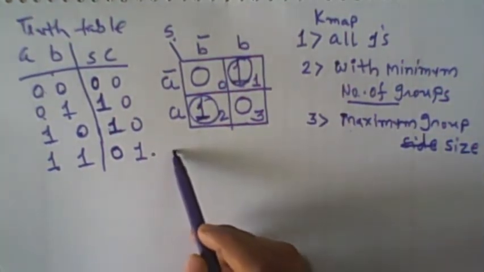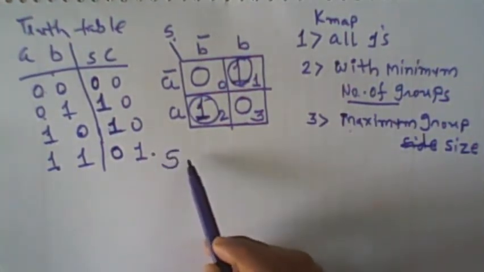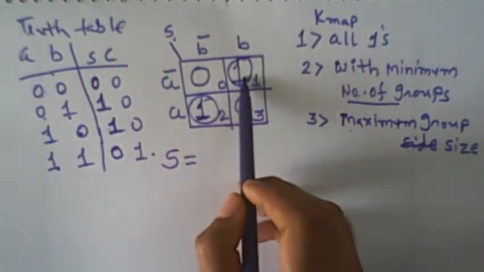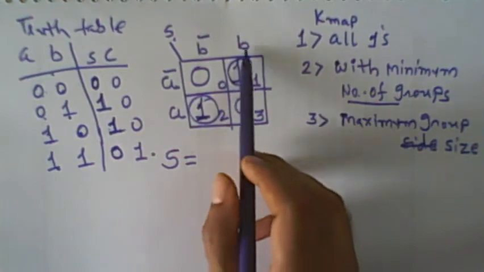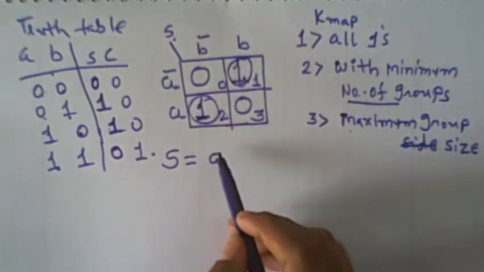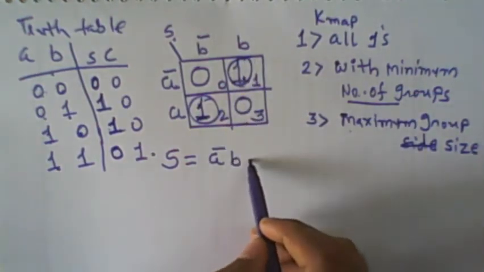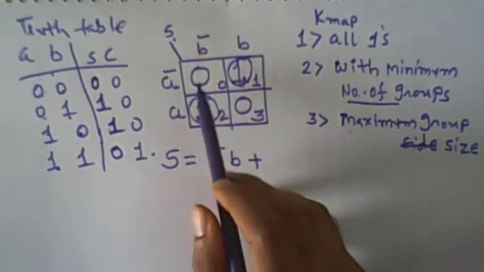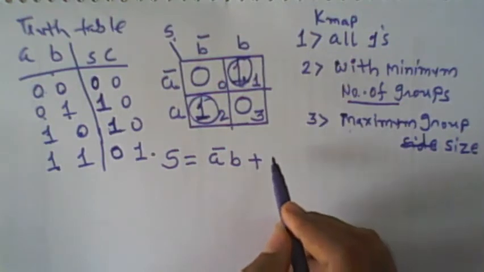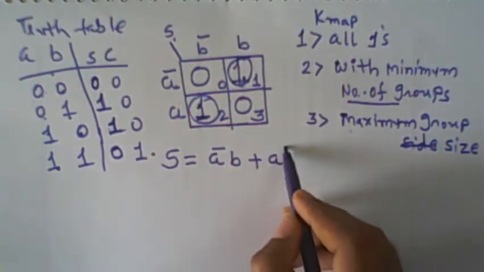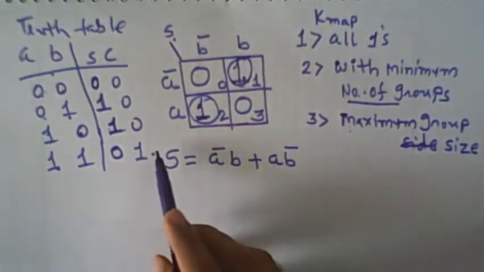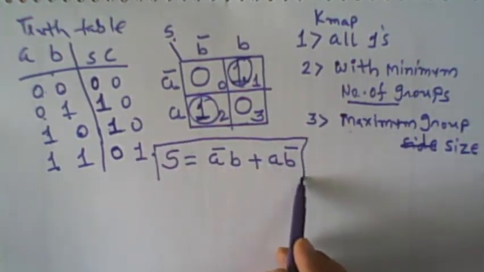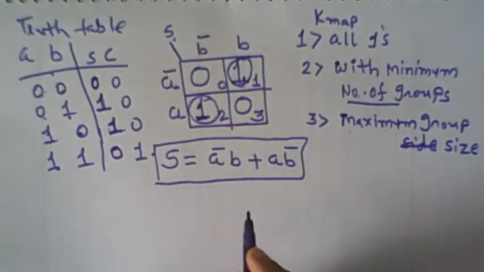So let's write what are the common variables in each group. In this group, the common variables are A bar and B. So the first is A bar B. And for the second group, the common variables are A and B bar. So A and B bar. This is the minimized Boolean equation of one of the output variables, the sum bit.